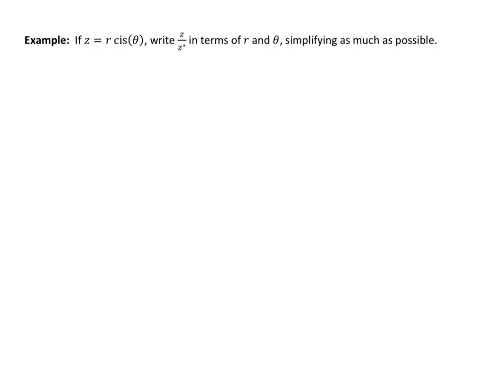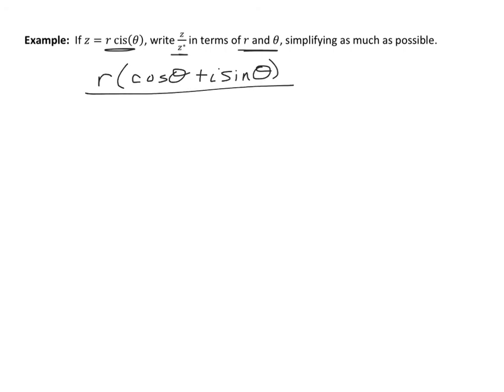Okay. So what I'm going to want to do here is write this in terms of r and theta. The cis notation is good, but if I'm going to be doing algebra with it, I really want to expand it out. So z on the top is going to be r cosine theta plus i sine theta. Yay. Now in the denominator, the conjugate would just be this thing, but with a minus in between. So r cosine theta minus i sine theta.